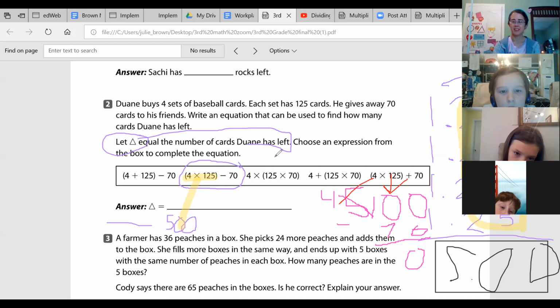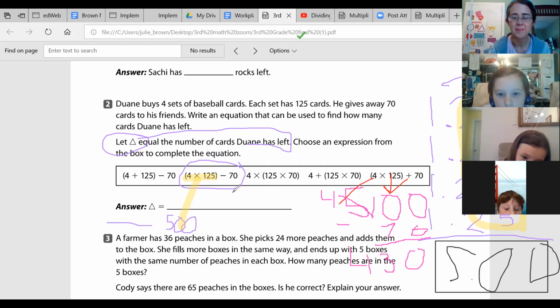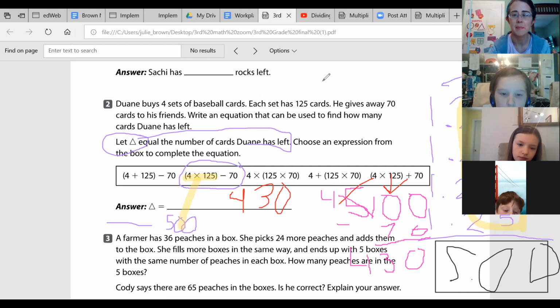3. And then 4 here. And the answer is 430. Perfect. I'll go ahead and erase this, and then maybe Rosie will read number 3 for us. Okay.